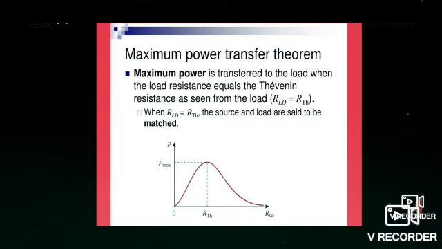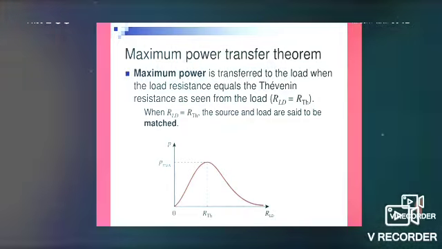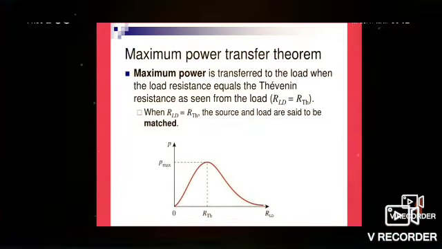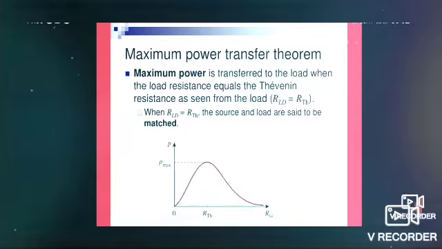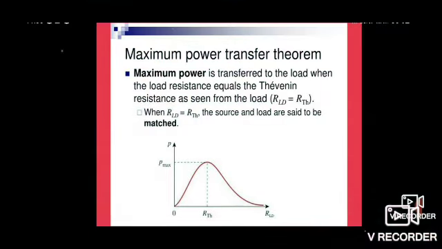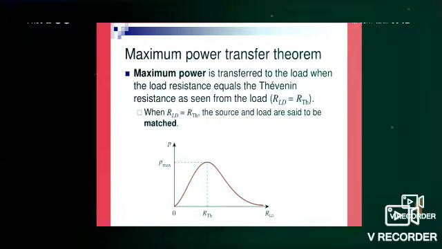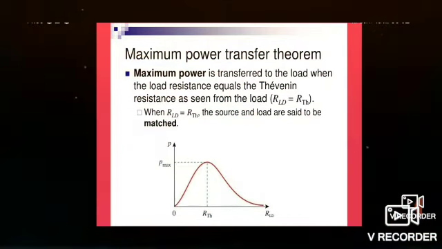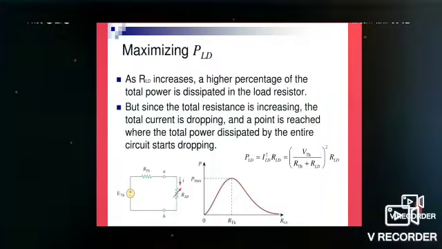So, the maximum power is transferred to the load when the load resistance equals the Thevenin resistance. This is the maximum power transfer theorem statement. The maximum power is transferred to the load when the load resistance equals the Thevenin resistance as seen from the load, that is, the looking-back resistance: RLD equals RTH. When RLD equals RTH, the source and load are said to be matched. Therefore, when RL equals RTH, the power will be maximum.